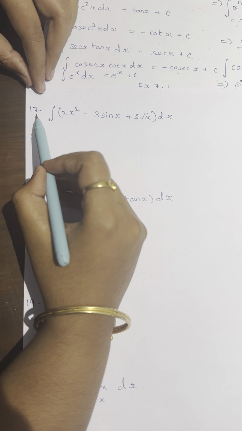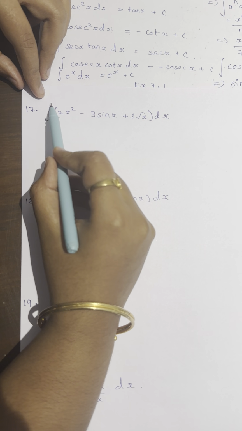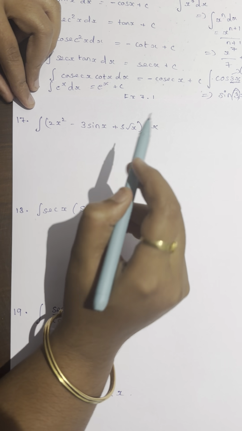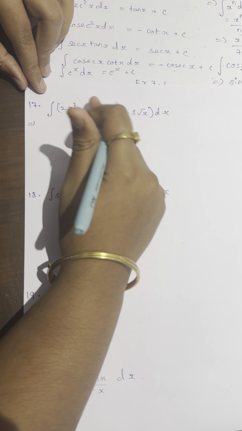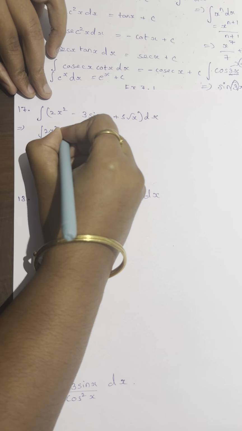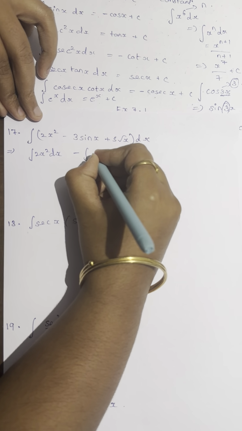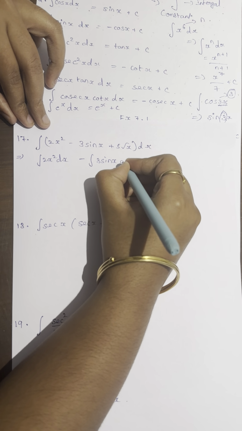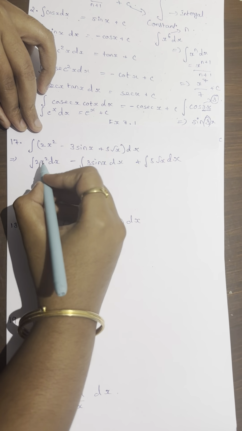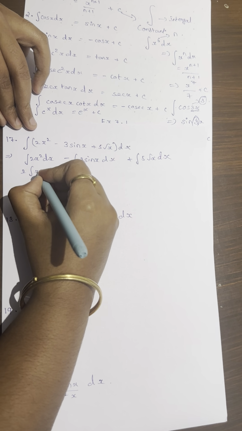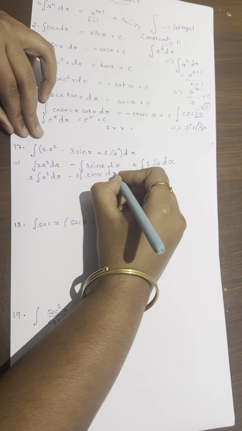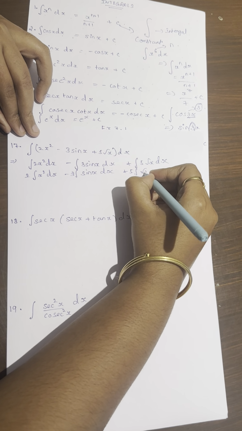So now it is our 17th question. Our 17th question is integral 2x square minus 3 sin x plus 5 root x into dx. So the first step, as we have three terms, we'll split it into three terms: integral 2x square dx minus integral 3 sin x dx plus integral 5 root x dx. So now we will take the constants outside: 2 integral x square dx minus 3 integral sin x dx plus 5 integral root x dx.